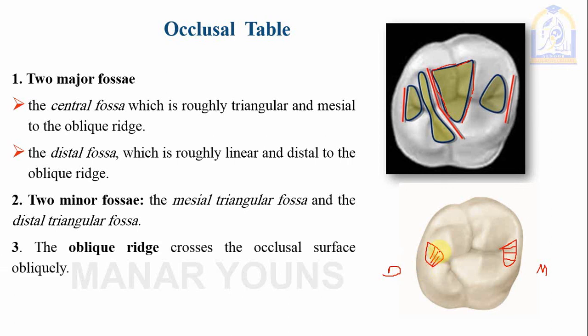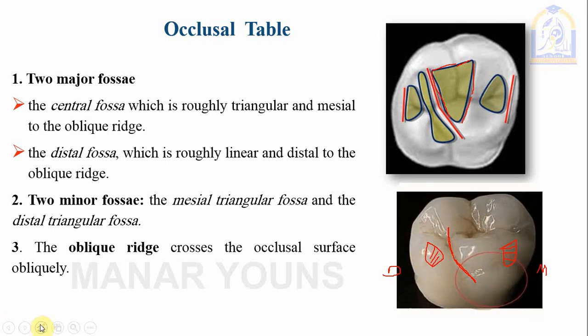Finally, there is the oblique ridge, which crosses the occlusal surface obliquely. It's formed by the union of the triangular ridge of the distal buccal cusp with the distal cusp ridge of the mesiolingual cusp. It is reduced in height in the center of the occlusal surface, becoming more equivalent to the height of the marginal ridges. As you can see in this figure, it is reduced in height in the center, approaching the height of the mesial and the distal marginal ridges.